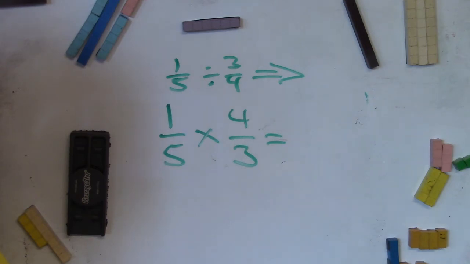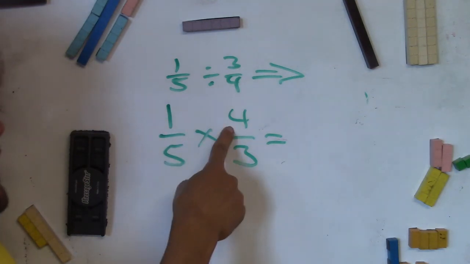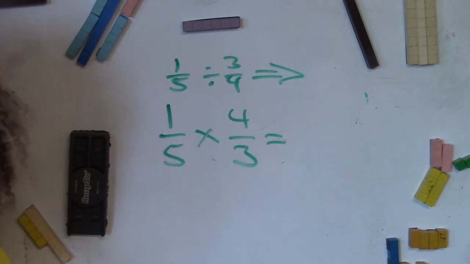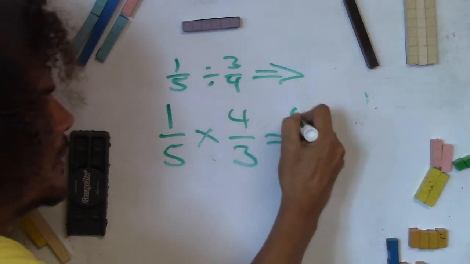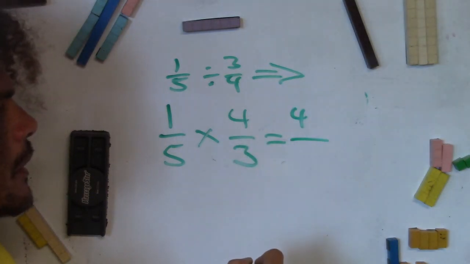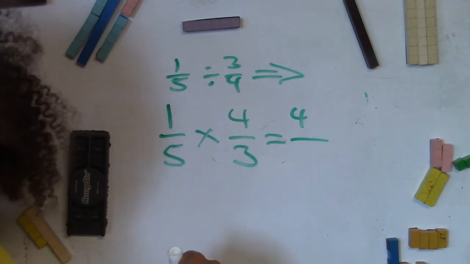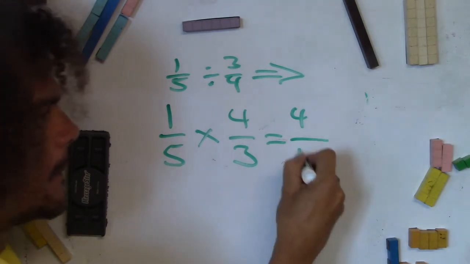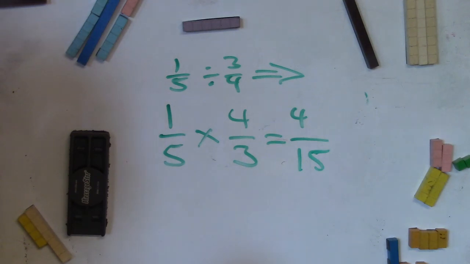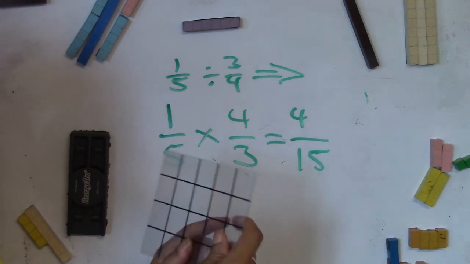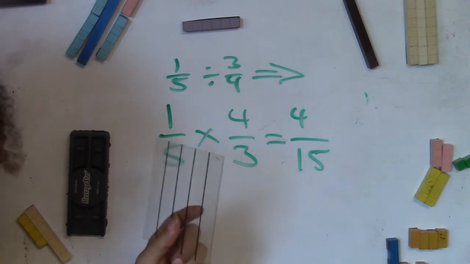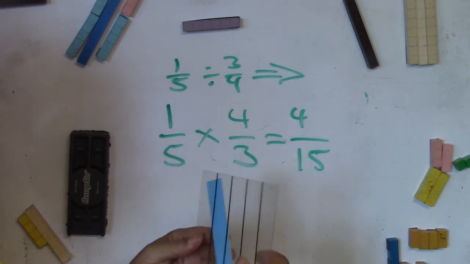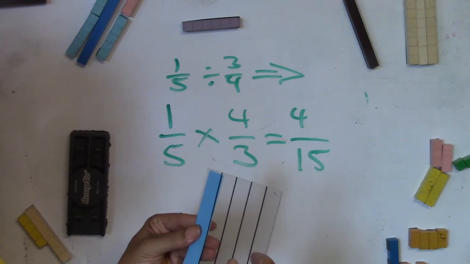So you do 1 times 4. 1 times 4 equals 4. And 5 times 3 equals? 15. So it's 4/15. Yes. So now here's the thing. Here's how this works. Where'd my 1/5 go? There's my 1/5. So first I go over 1 of 5.